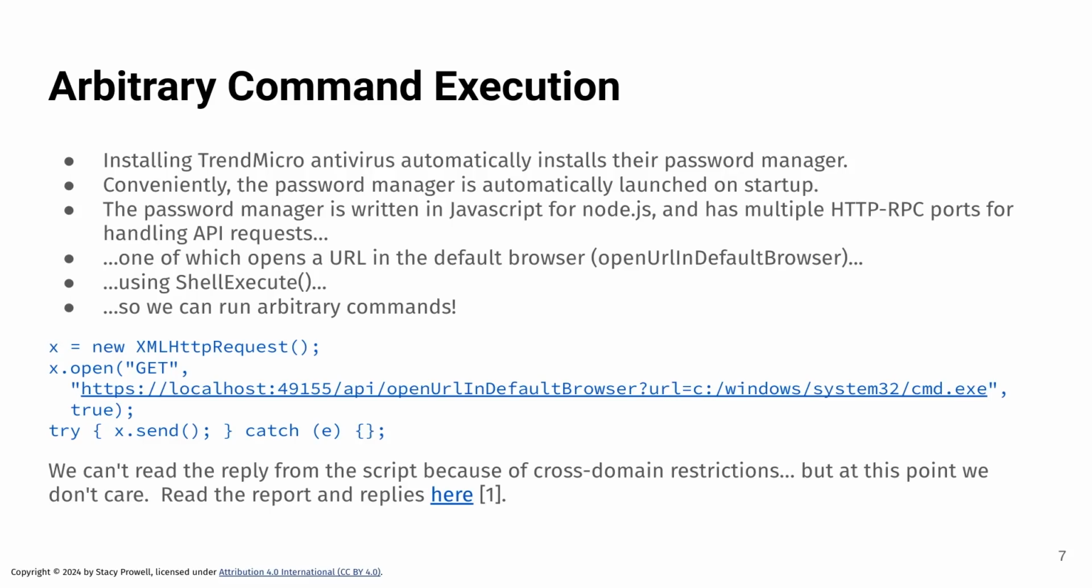So hooray! For example, I could create an XML HTTP request, and then I could just point myself to localhost to the correct port for the Trend Micro Password Manager. I could tell it I want to use the open URL in default browser endpoint, and I give it a URL of running command.exe. That's not great. That's not ideal. There are probably better things that you could do than that. Fortunately, I can't read the reply from the script because of cross-domain restrictions, but at some point you don't care because you're able to encode everything you want into the request that you're sending.